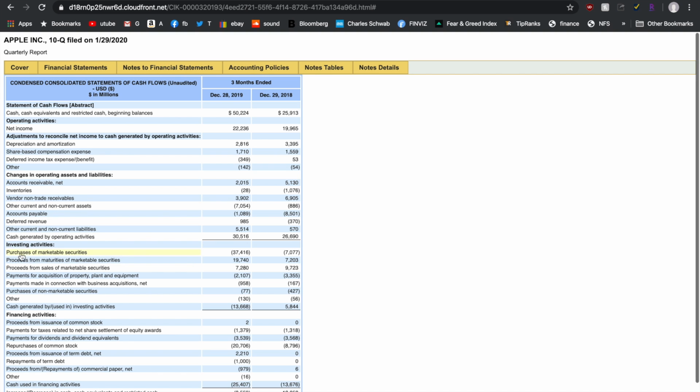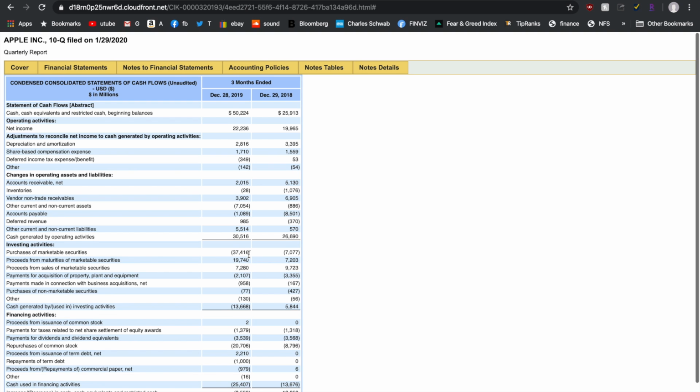This is a little bit easier to understand. This is the purchase of marketable securities. The brackets here mean that it's negative. It's a negative number, so it's basically decreasing. That means that Apple spent $37 billion purchasing marketable securities as an investment.